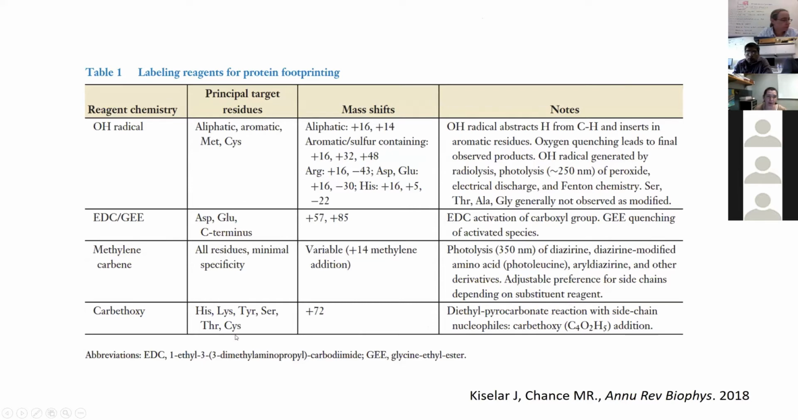We try to highlight main chemistries which is currently used for protein footprinting. So hydroxyl radical is the main chemical reagent which currently utilized because again of the size, and it behaves similar to water molecule, and also it can be generated by various techniques. It's radiolysis, photolysis. You can use plasma chemistry. So you can use electrical discharge, and label a wide range of residues.